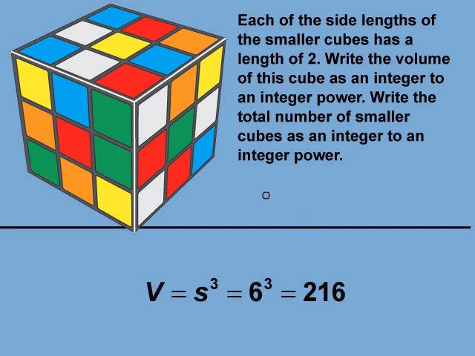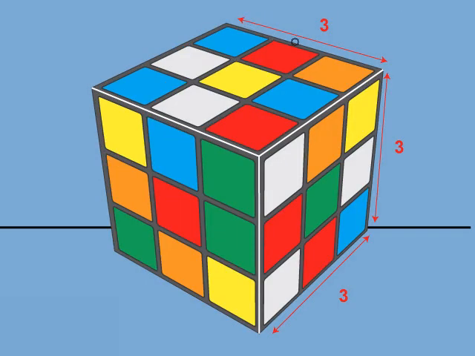Now let's figure out how many small cubes there are. There are 3 cubes along here, 3 along here, and 3 along here. So there are 3 times 3 times 3, or 3 cubed, or 27 small cubes. Let's look at another example.